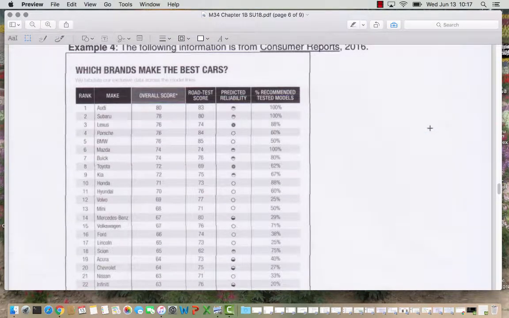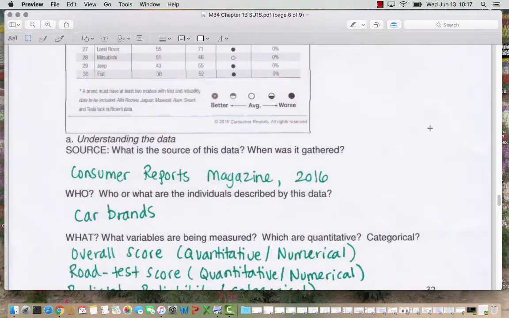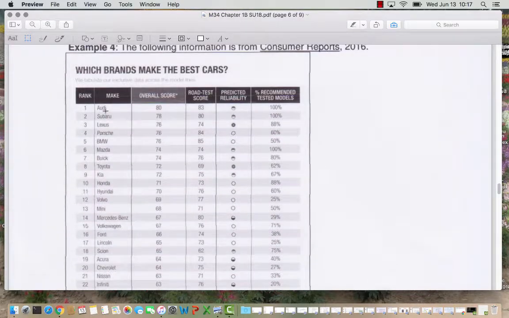Example 4 is from Consumer Reports 2016. Consumer Reports is a magazine that reviews consumer products, including cars. And so we're looking at what brands make the best car. So our data source, we say, is the Consumer Reports magazine. It was gathered in 2016. And then what's described in this chart? Well, they're looking at car brands, right? And they list the different makes.